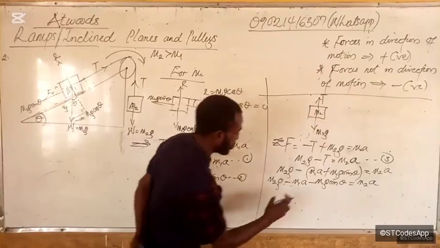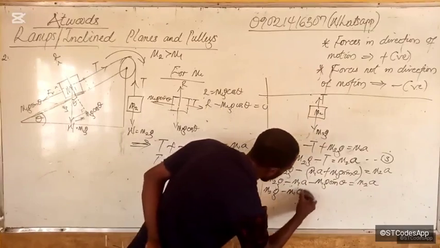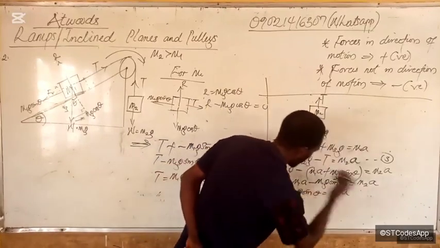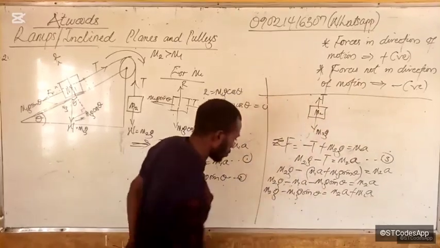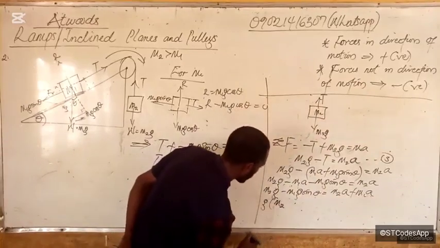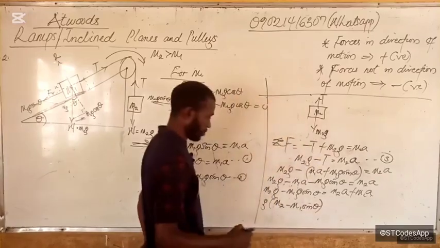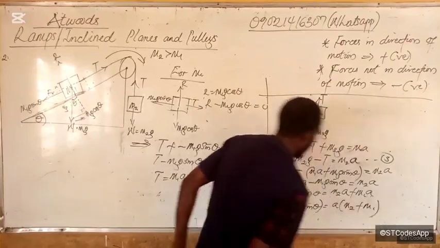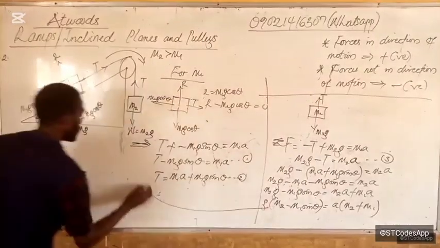All right, from here, we can collect like terms so that we have M2g minus M1g sine theta is equal to M2a plus M1a. So a is common, g is common here also. So we can say g into brackets M2 minus M1 sine theta is equal to a into brackets M2 plus M1. We are particular about making a the subject of the formula. So we can bring this here.